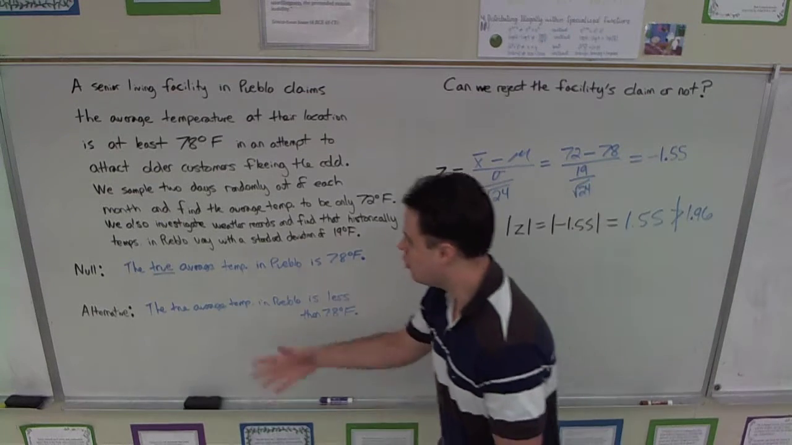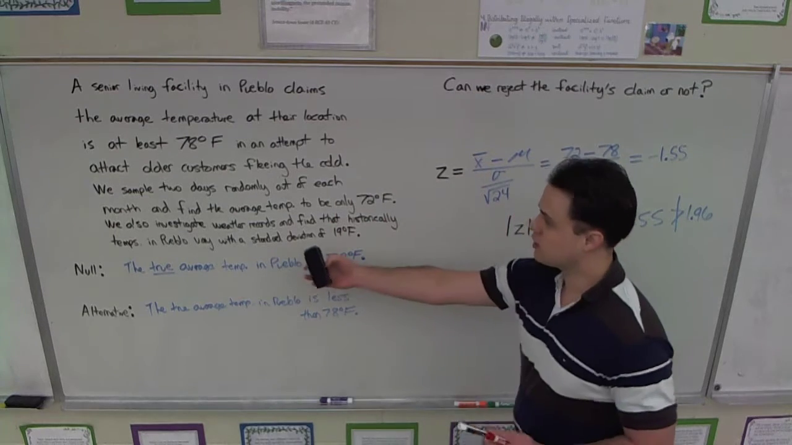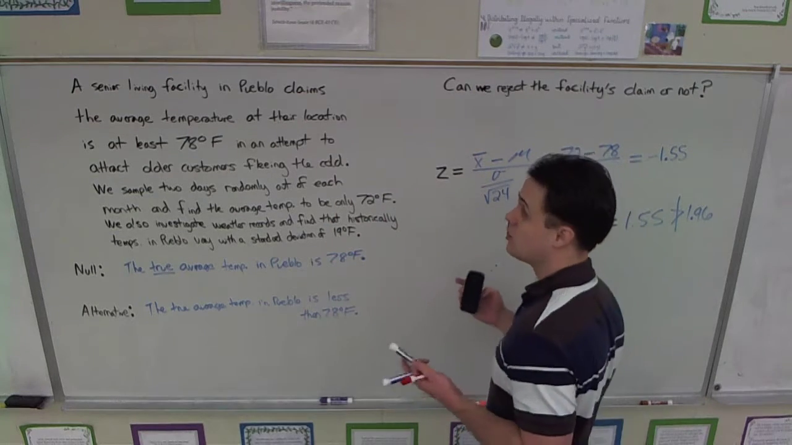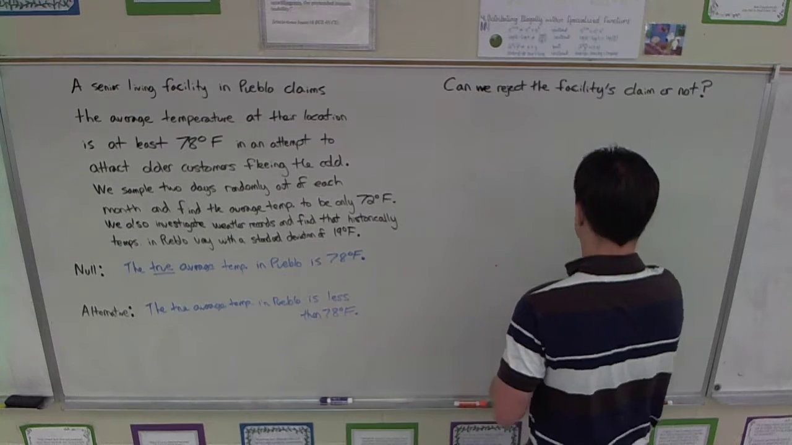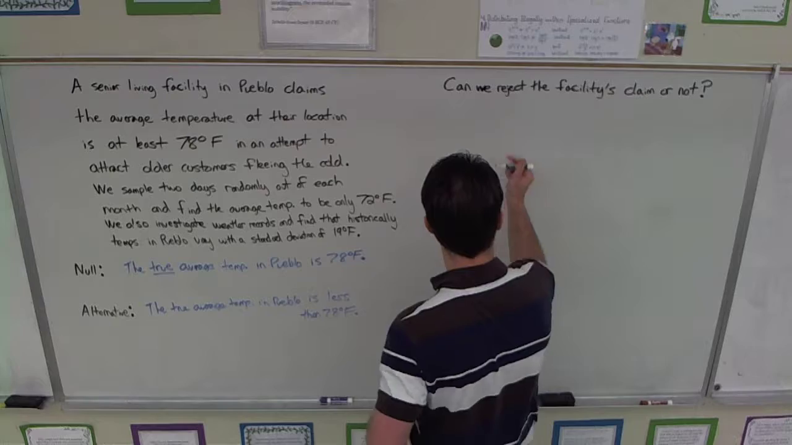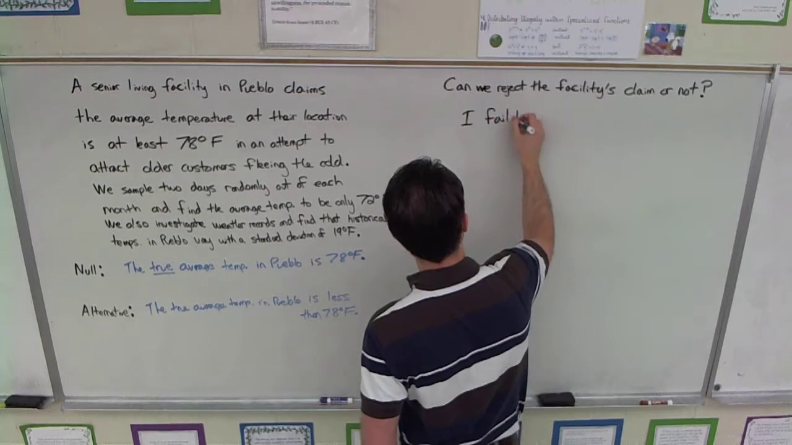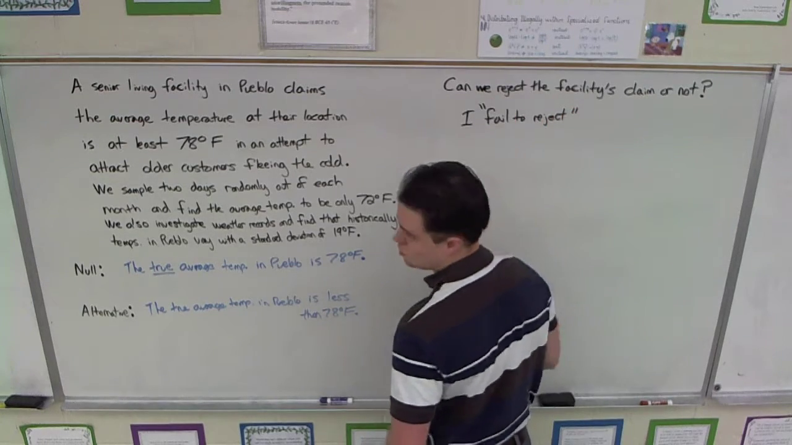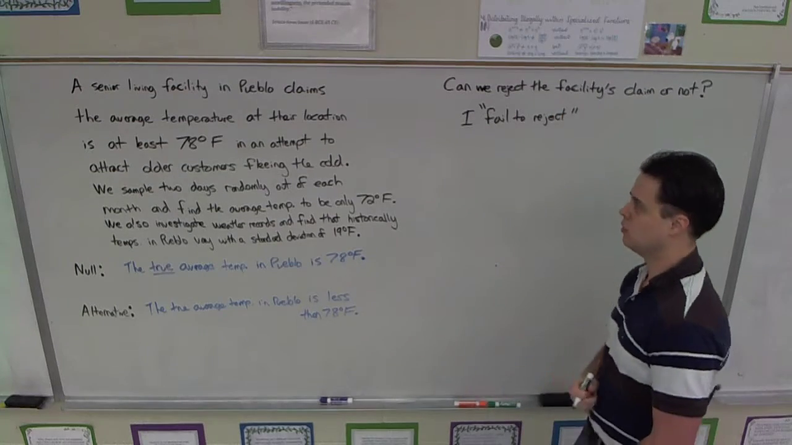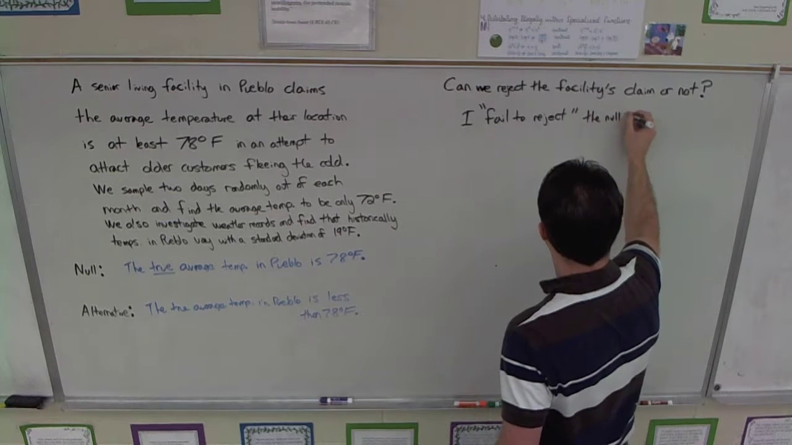So the way you want to say that, you don't want to accept the null hypothesis. You want to say I fail to reject. I just don't have any evidence to the contrary. So that's what I'm going to say. I fail to reject. So that's the phrase we use in statistics. We don't want to say I accept the null. So I fail to reject the null hypothesis.